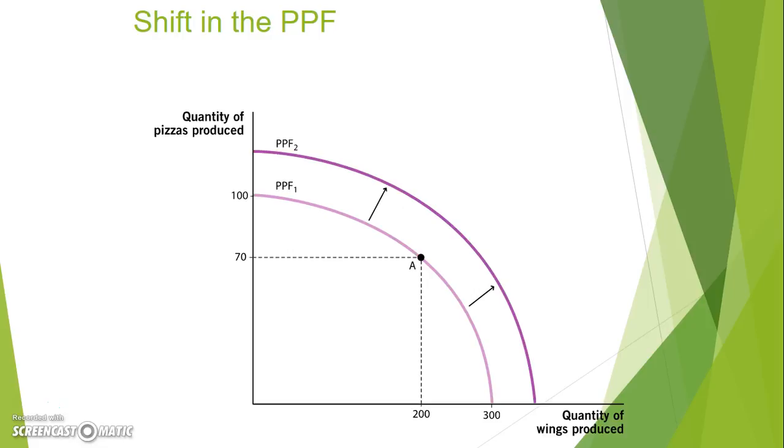Now we can just make more of both things and any combination in between because of better resources, better technology all around that help us with both products. So now we could produce at point C where we make 80 pizzas and 250 wings. I hope that helps to improve your understanding of the production possibilities frontier.